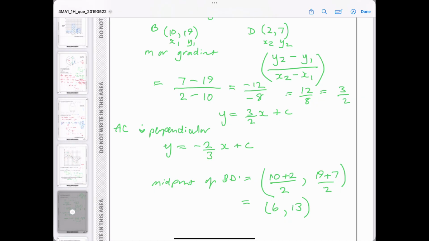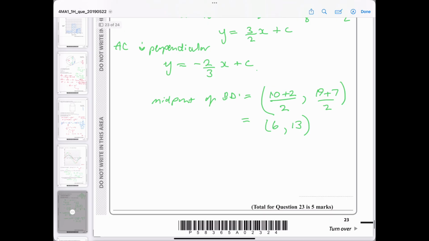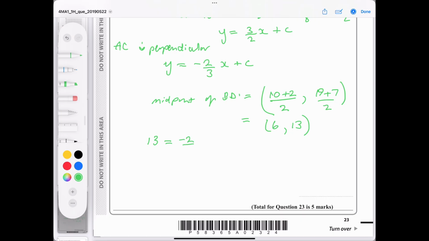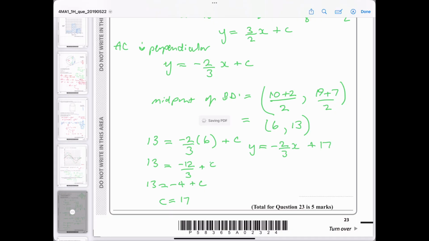Now, what we need to do in order to find the whole thing is to go 13 equals minus 2/3 times 6 plus c. So 13 equals minus 12 over 3 plus c. Minus 12 over 3 is minus 4, so 13 equals minus 4 plus c. Add 4 to both sides, so c equals 17. So now we've got y equals minus 2/3 x plus 17, and we don't need it in that format, we need it in another format.